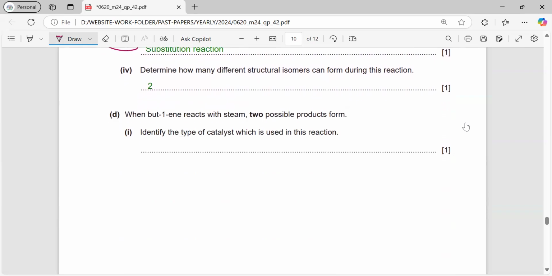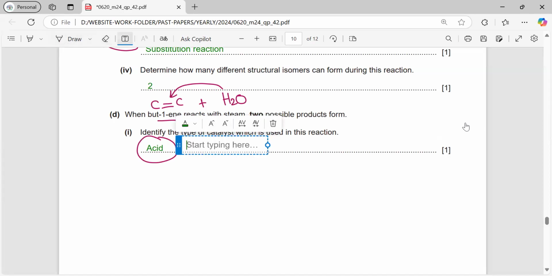When but-1-ene reacts with steam, two possible products are formed. Identify the type of catalyst used in this reaction. The catalyst used in this reaction is an acid. When butene reacts with steam, this is not substitution. The double-bonded structure, the alkene, reacts with steam or water, so this is like the addition of water to the alkene. It requires acidic conditions. The main catalyst used is phosphoric acid. In the answer, you can write phosphoric acid, or simply acid. You will get the marks.